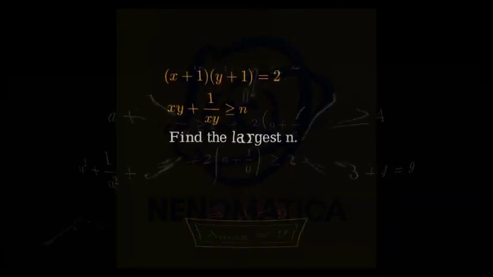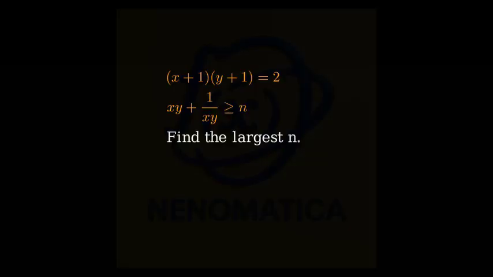In this lesson, we will solve the following optimization problem. Given positive numbers x, y, and n with the condition that (x plus 1) times (y plus 1) equals 2, and xy plus 1 over xy is at least n. Find the largest value of n.